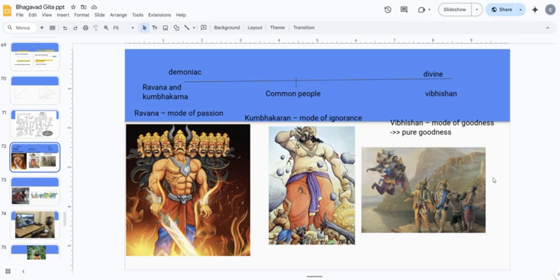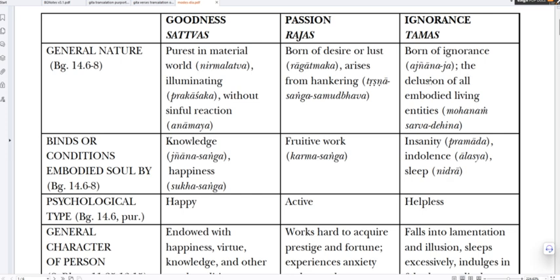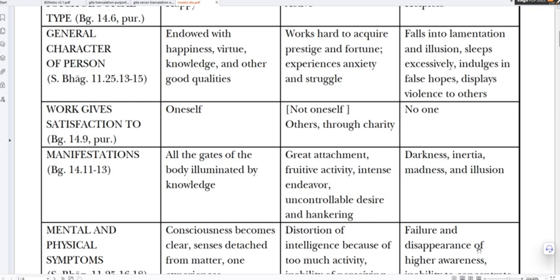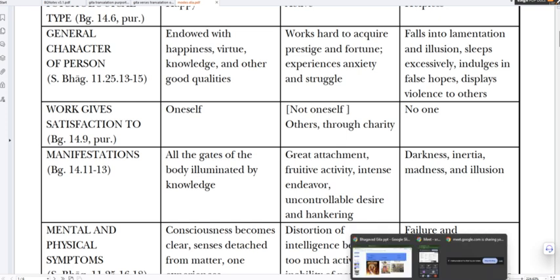The result of goodness is good. The result of passion is misery. The result of ignorance is madness. So Kumbhakarna's detachment to his own life was out of madness. It was not sane. So people in the mode of ignorance will show detachment, they'll show a lot of things, but it will be influenced by all these qualities: delusion, insanity, lamentation, illusion, sleep, false hope. To think what is wrong to be right is in the mode of ignorance.